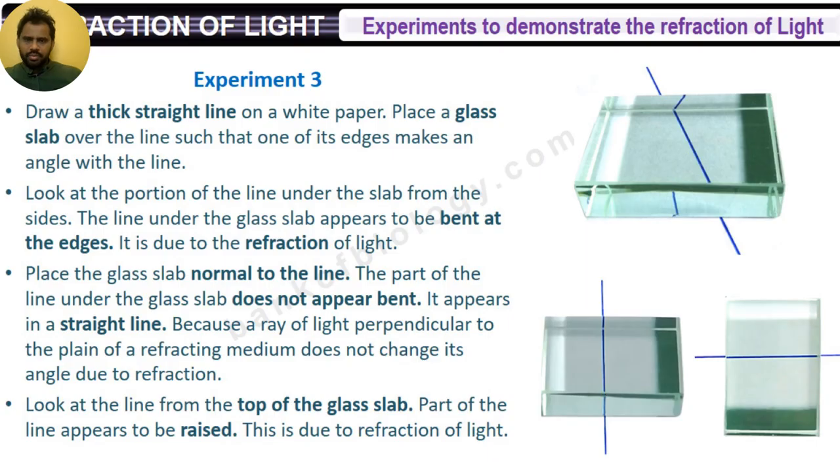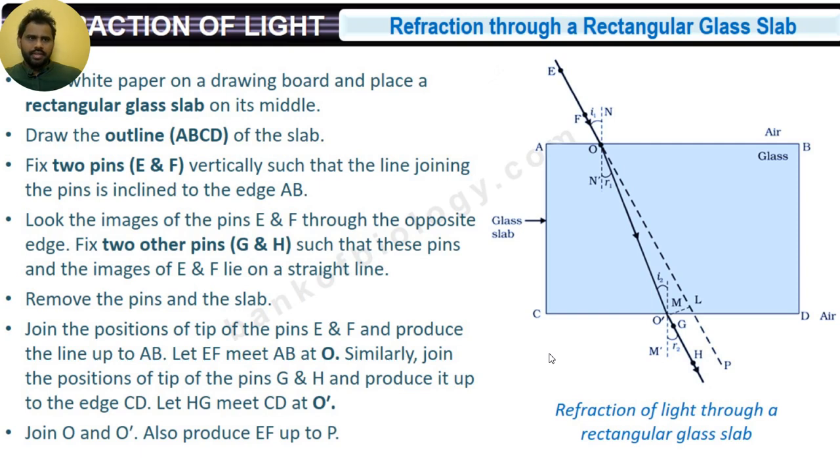Place the glass slab normal to the line. The part of the line under the glass slab does not appear bent, it appears as a straight line. So these are some different scenarios and experiments used to demonstrate the refraction of light. There can be multiple. Now this experiment is important. This can be asked in the exam. Refraction through a rectangular glass slab.